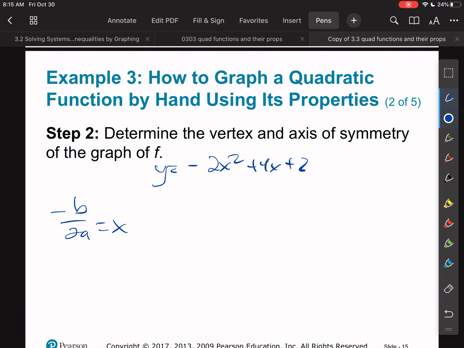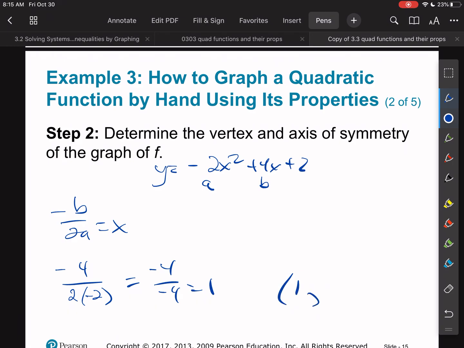Okay, so b in this case is 4, so I have negative 4 over 2 times negative 2. This is a, this is b, which is negative 4 over negative 4, which equals 1. So I know that the x value of my vertex is at 1.